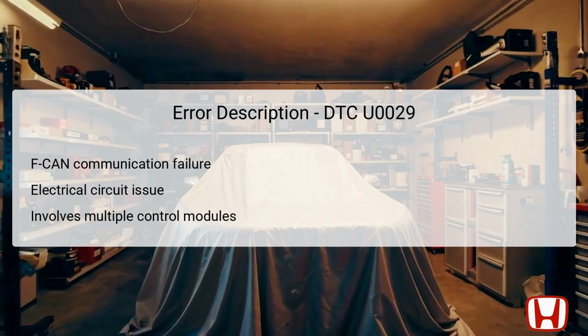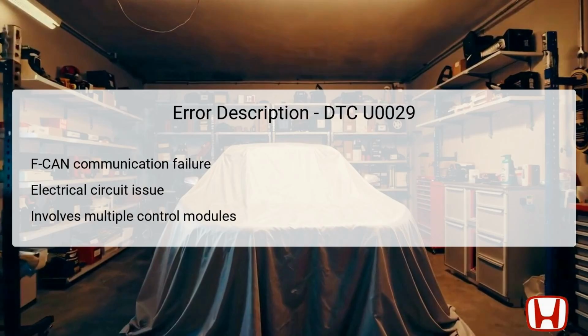The DTC U0029 indicates a FCAN communication circuit error, which reveals that the FCAN bus, responsible for rapid data communication among several vehicle control modules, has been compromised. This error suggests a disruption in the electrical circuit that connects these modules. The affected components may include the Powertrain Control Module, PCM, Transmission Control Module, TCM, and any related sensors that rely on the FCAN for their operation.